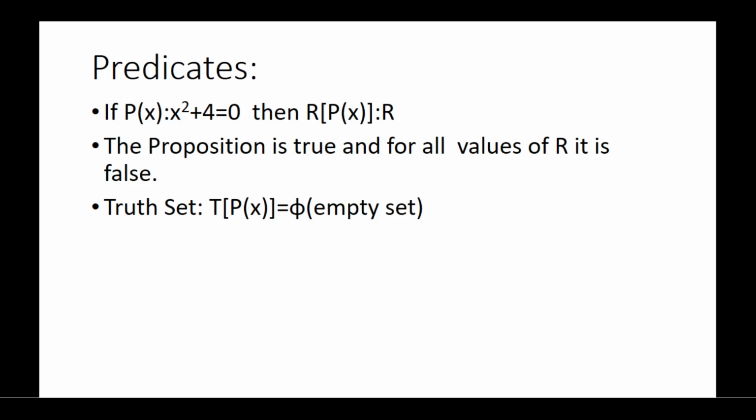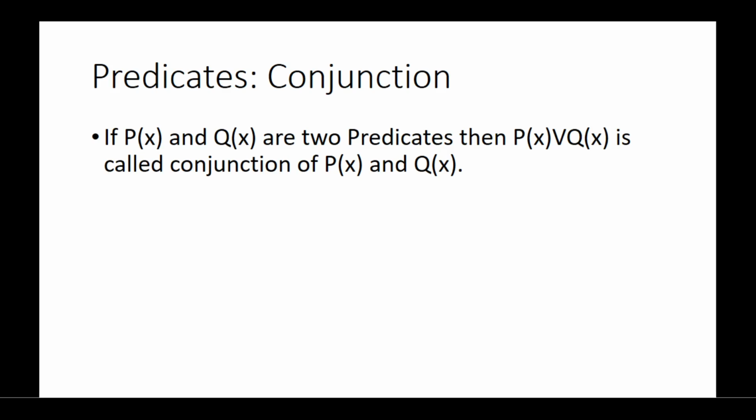If p of x comma y is x square plus y square equal to 9, then r of p of x y is equal to z. Then t of p of x y is equal to 3 comma 0 and 0 comma 3 and minus 3 comma 0, 0 comma minus 3, so they satisfy the equation x square plus y square is equal to 9. So this is about predicates, replacement set and truth set.